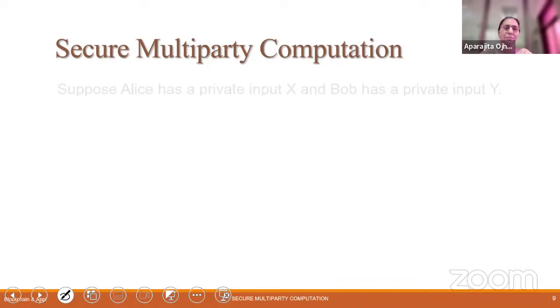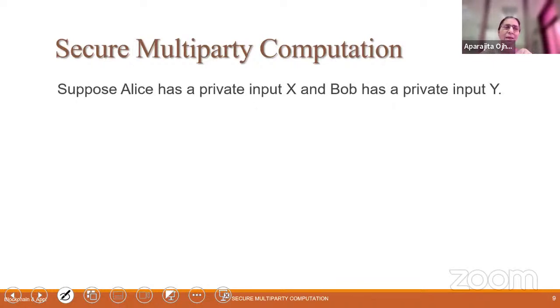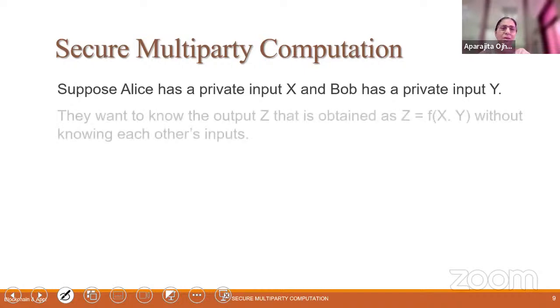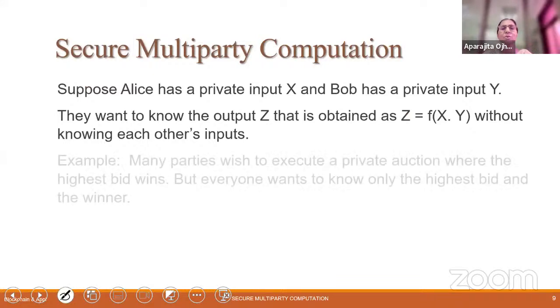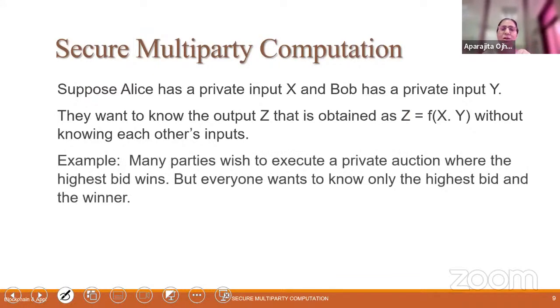So secure multi-party computation. Now I come back to this. Suppose Alice has a private input X and Bob also has another private input Y, and they want to know the output Z, obtained as Z is a function of X and Y, without knowing each other's input, right? So without knowing each other's input, both of them would like to do a computation. For example, many parties wish to execute a private auction.